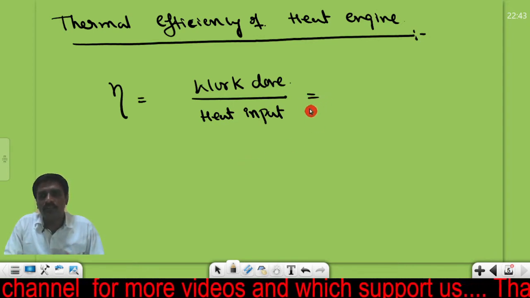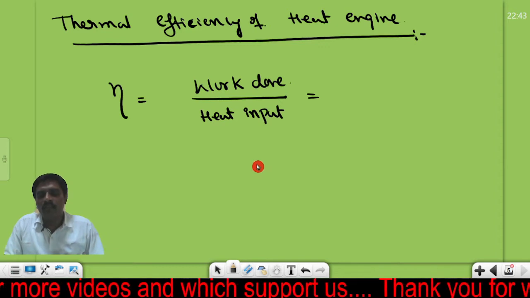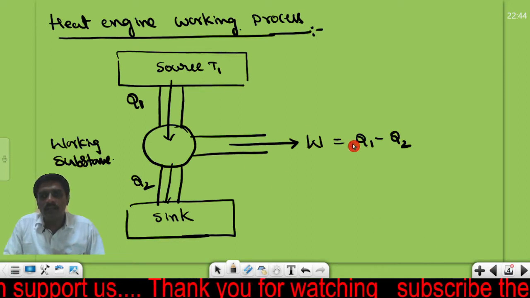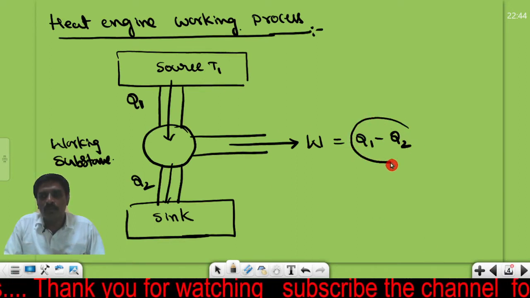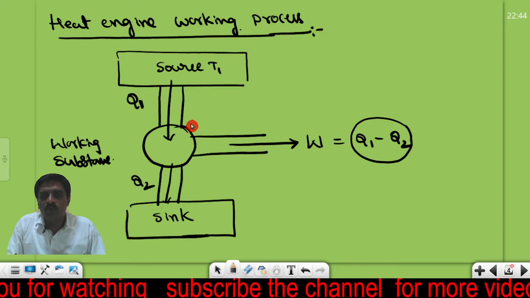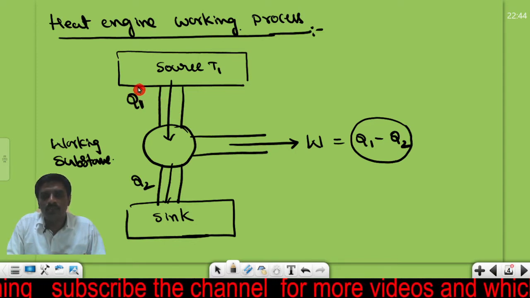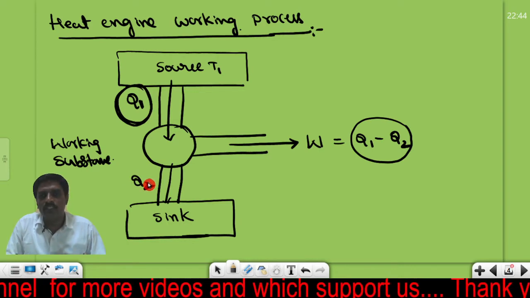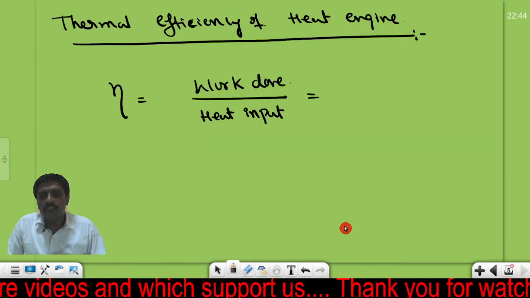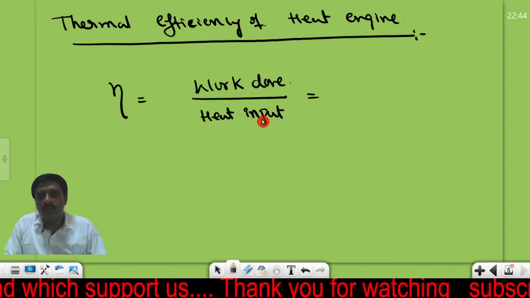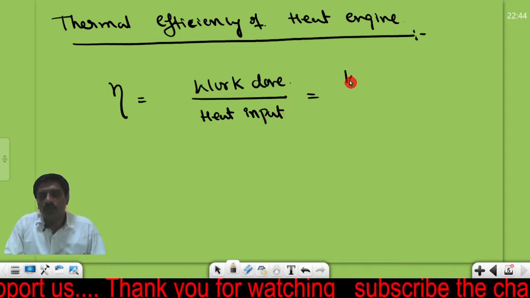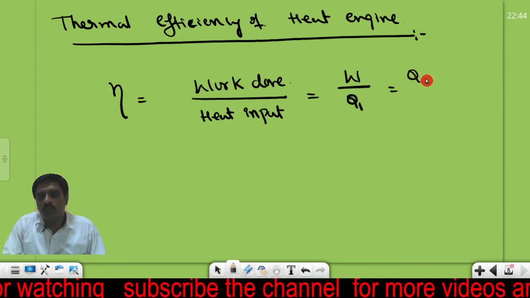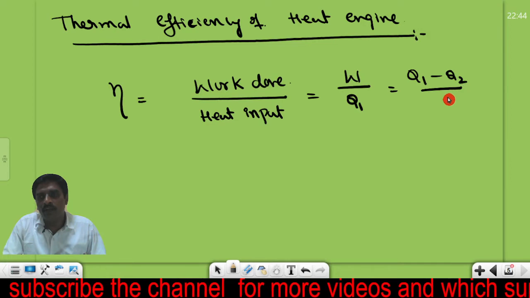So the working substance, we will call it as the amount of heat taken by the working substance. As in the previous diagram, the work done by the heat engine is equal to Q1 minus Q2 in this cycle. The amount of input taken by the heat engine is equal to Q1; Q1 amount of heat is taken. Then the thermal efficiency of the heat engine is equal to work done W divided by Q1. Then W is equal to Q1 minus Q2, divided by Q1.